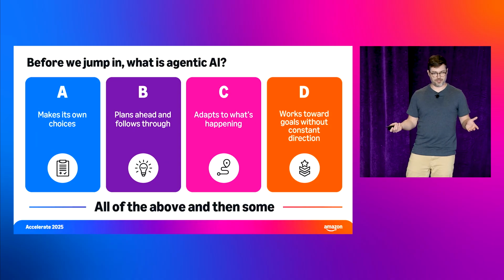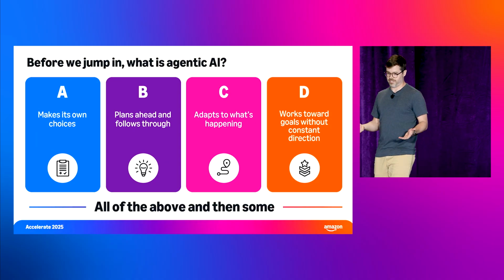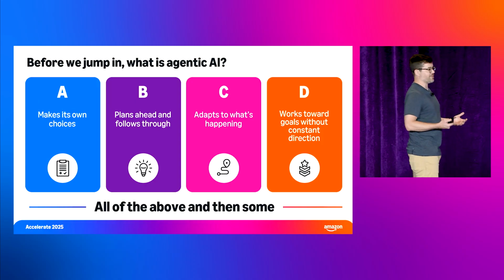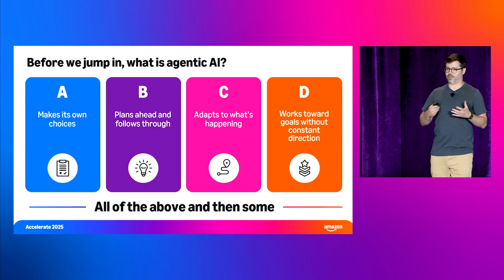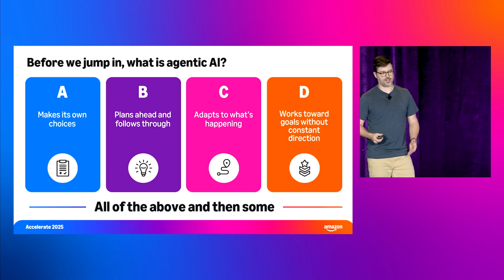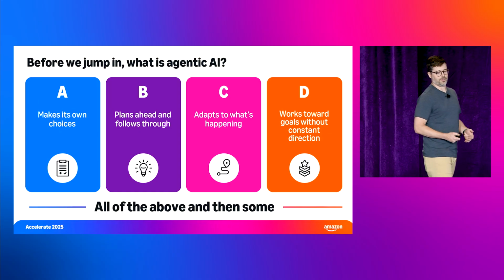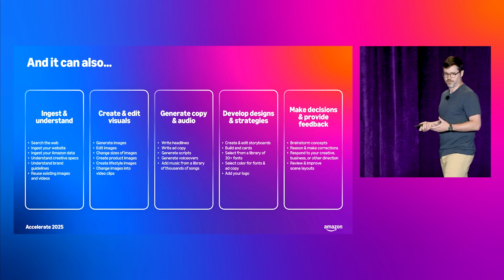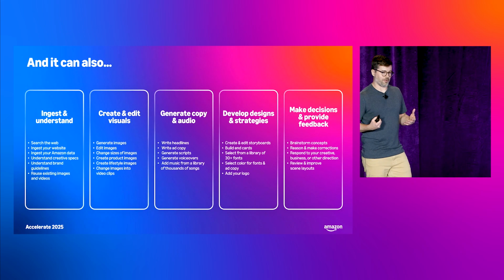Well, if you guessed any of those, you were right. And if you guessed all of these things, you were really right. Because one of the things that's really powerful about agentic AI is that it can do all of these things. And if you ask yourself, why do we care as an advertiser? The reason is that with these agentic capabilities, we are able to unlock dozens of things that you can do within the Creative Studio that you couldn't do before.